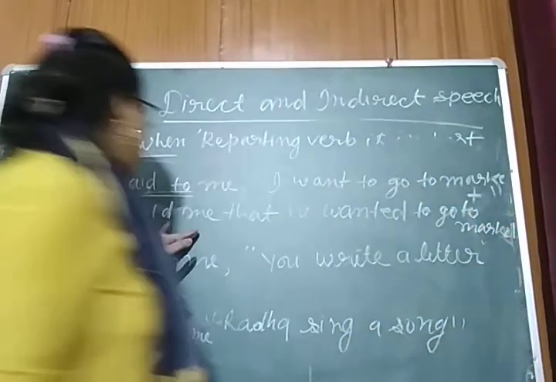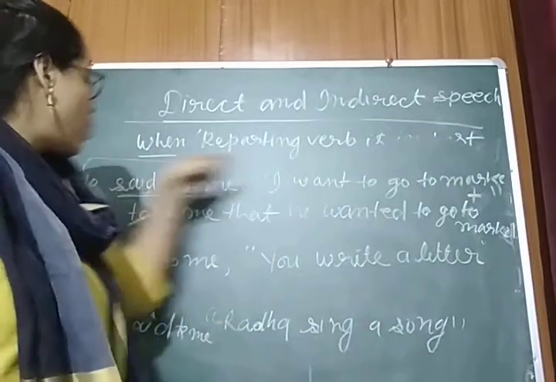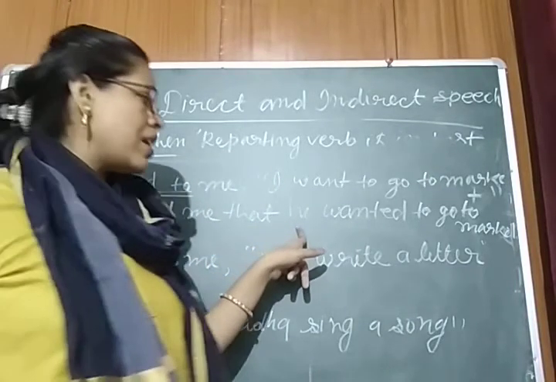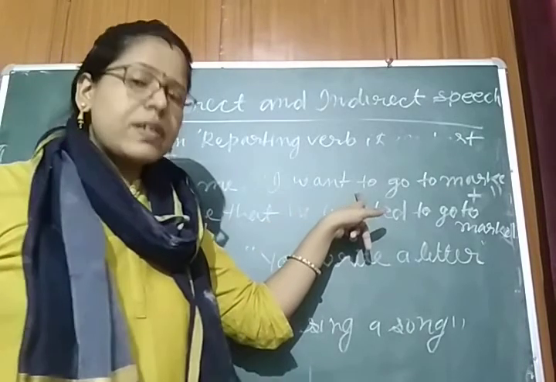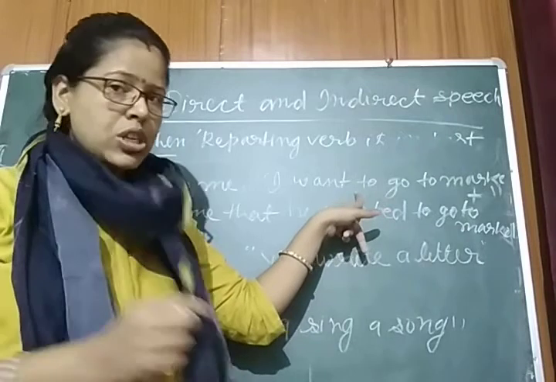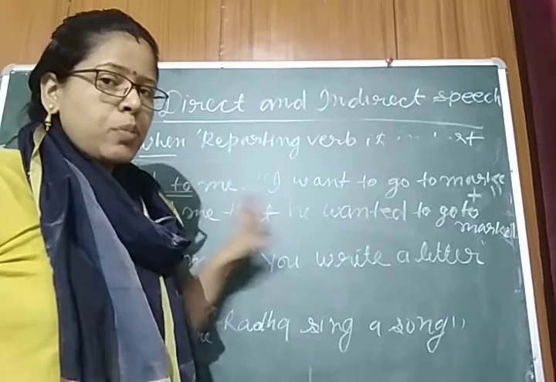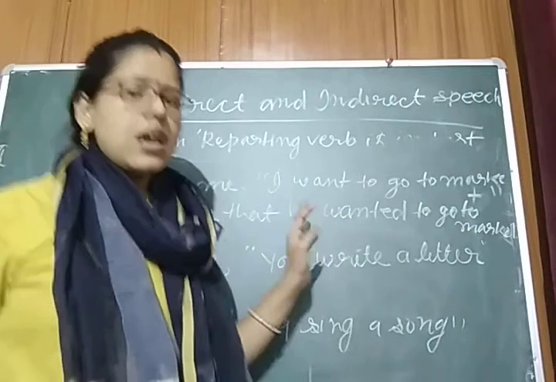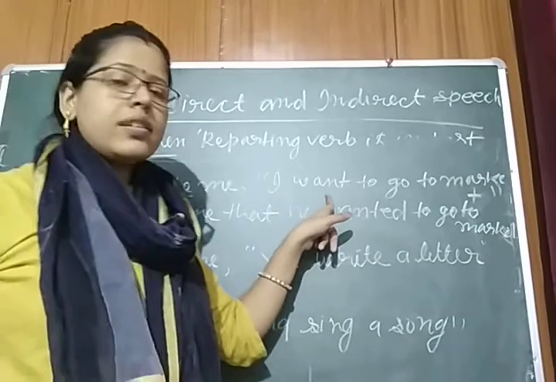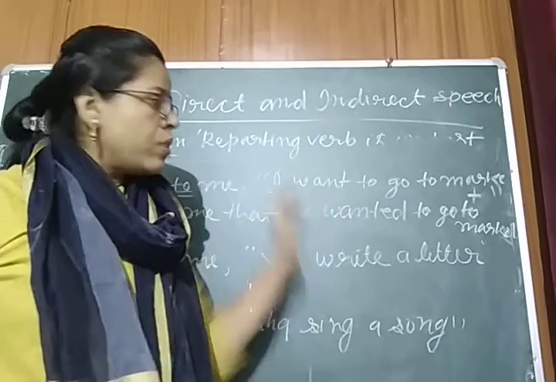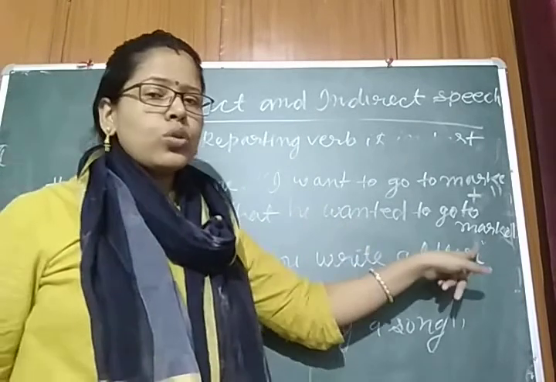You got it? How I did it? This first person I changed according to the SON, according to the subject, so it became "he". And because this sentence is an example of present tense, according to table number 3, I taught you that if the reporting verb is in the past tense and the reported speech is in the present tense, then it will be changed accordingly. This example is simple present tense, so it will be changed into simple past. That is why I wrote here, he wanted to go to market.